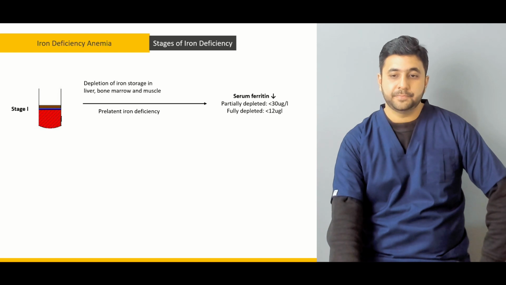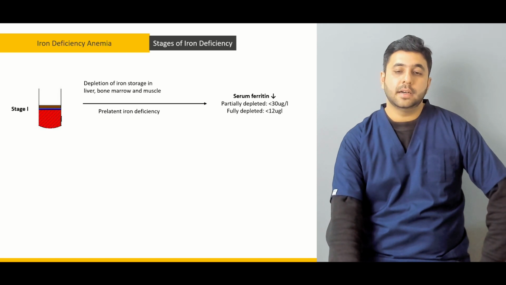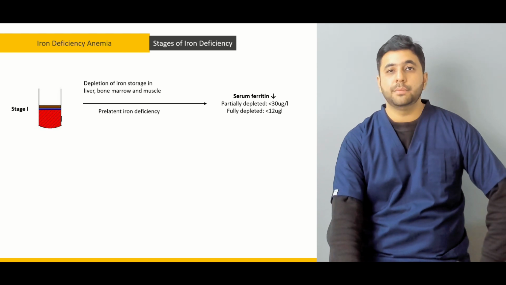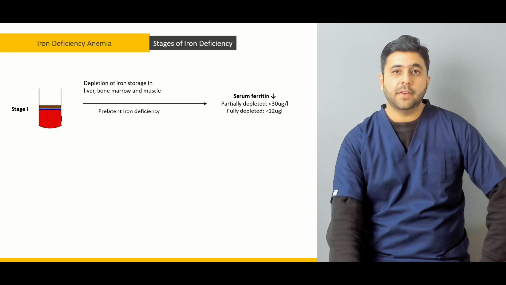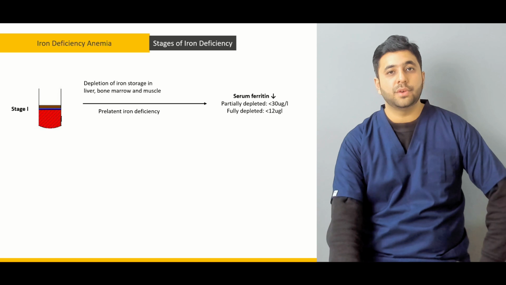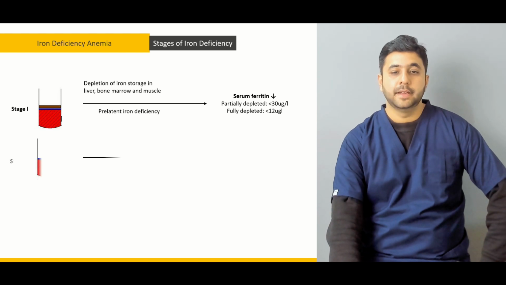When the serum ferritin level goes down less than 30 micrograms per liter, we classify it as partially depleted. And when it is less than 12 micrograms per liter, that is when we say that serum ferritin levels are fully depleted, which by convention means that the bone marrow storage of iron has been completely utilized. At that level, if you do a bone marrow biopsy and stain it for iron, you won't find any iron in the bone marrow.